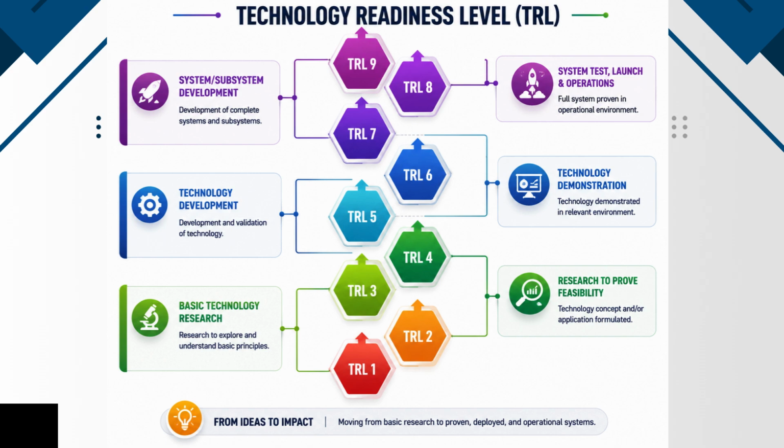At TRL7, the prototype is demonstrated in an actual operational environment. At TRL8, the complete system is fully developed and tested to ensure that it meets all technical and operational requirements. Finally, at TRL9, the technology is fully proven, deployed, and operating successfully in a real-world environment. This is the highest level of technology maturity, where the product or system is ready for commercial use or full-scale implementation.